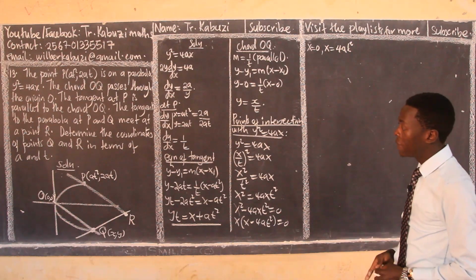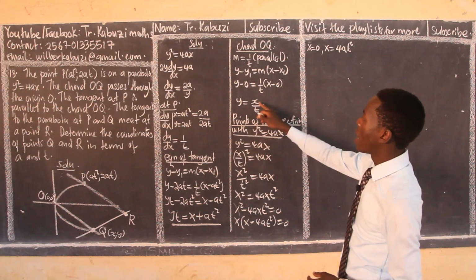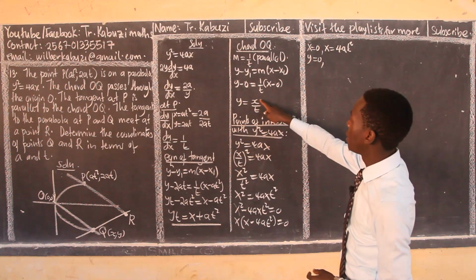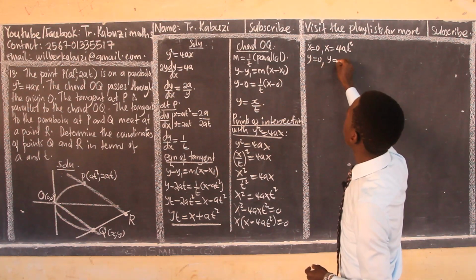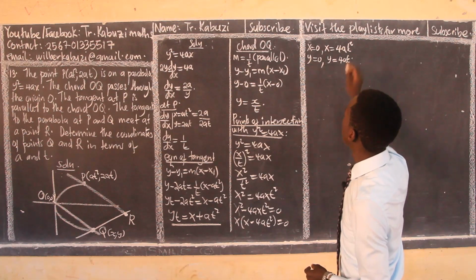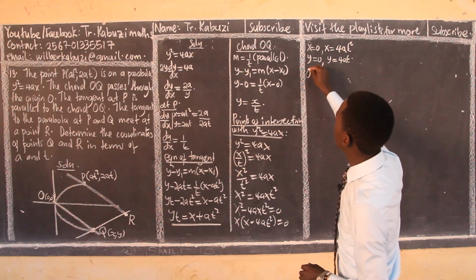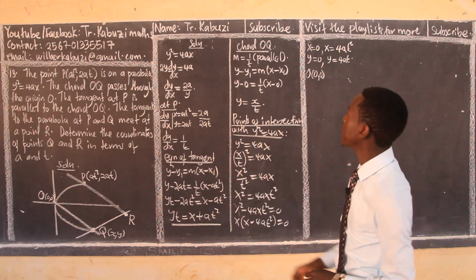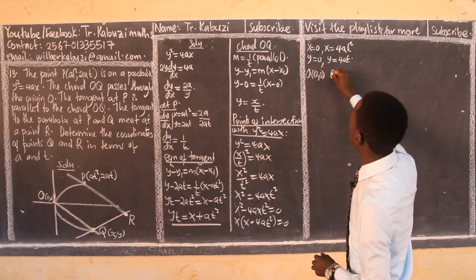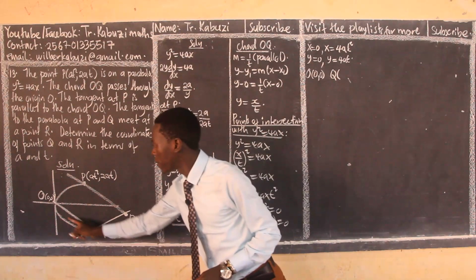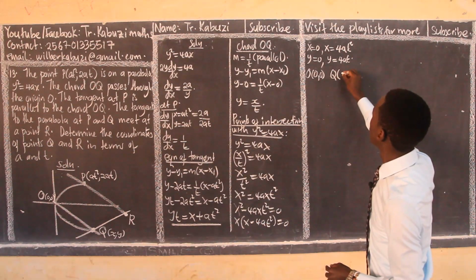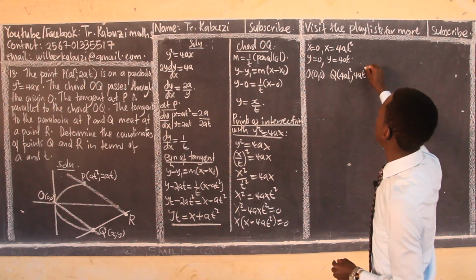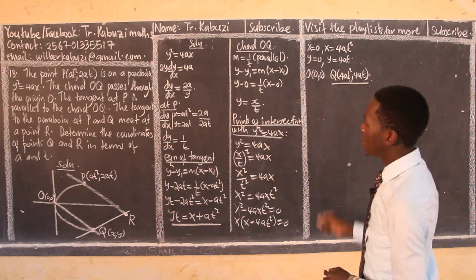Now, for every corresponding value of x, you get a corresponding value of y. So from here, my y will be 0, and from here, if I put this in, my y will be 4at. Meaning the origin, the point O, is (0, 0), trivially. Then the other point Q, because they are the two points of intersection, is going to be (4a t squared, 4at). So that is the coordinate of Q.